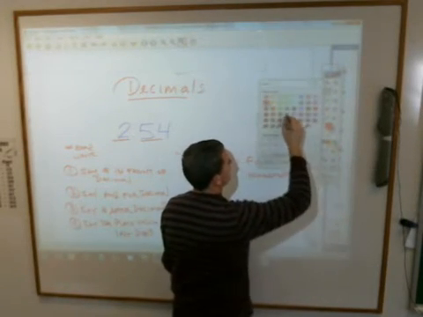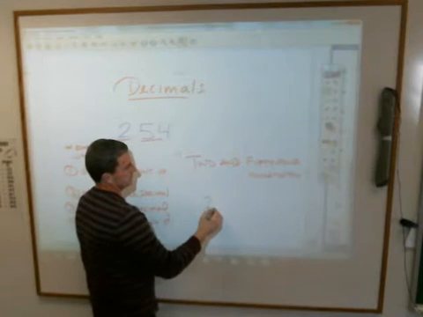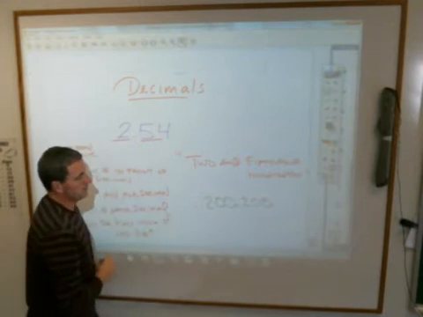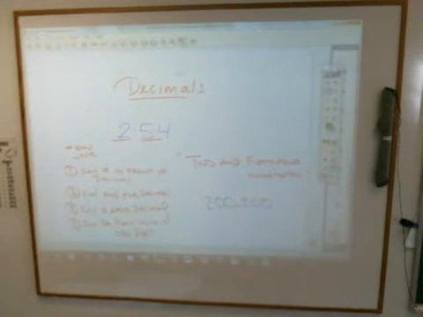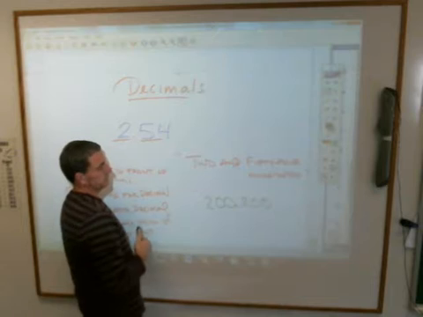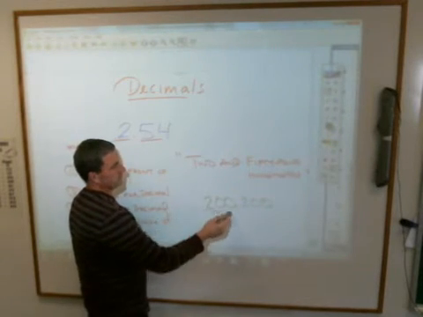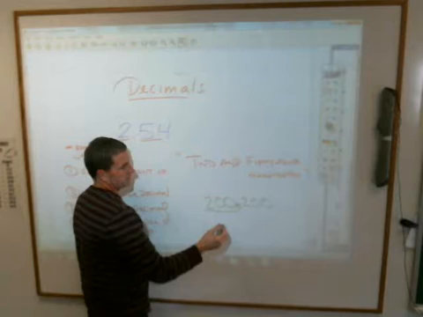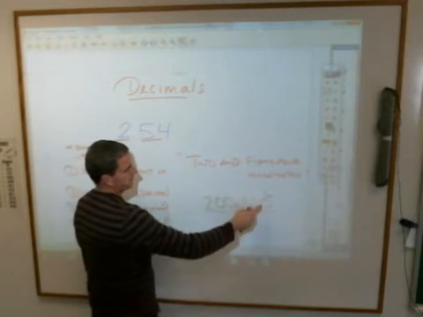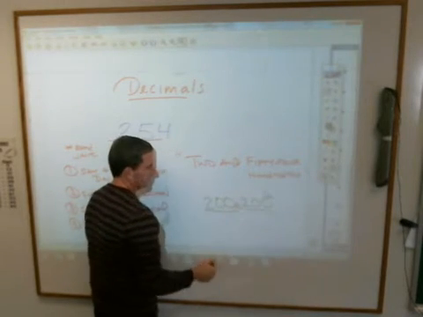Let's try a couple here. So let's say you have this. How would you say, write, or read that decimal there? Tyler? 200 and 200,000. Yep. 200 is the number in front, and for the decimal, 200, and the place is the thousands place: tens, hundreds, thousands. 200 and 200 thousandths. How about this one?